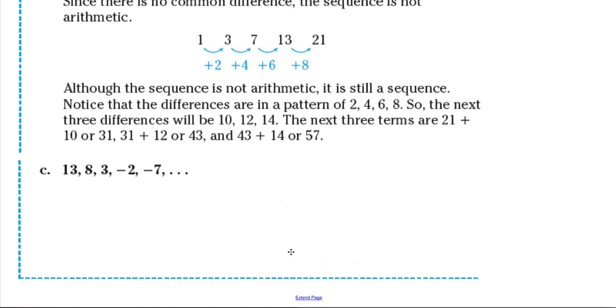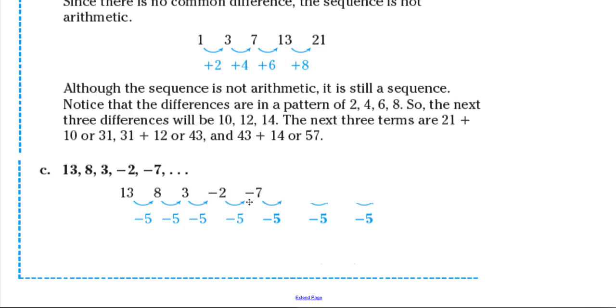Finally, letter C: 13, 8, 3, negative 2, and negative 7. We copy down the numbers and we look to see that it has a common difference, because 8 minus 13 is negative 5, 3 minus 8 is negative 5, negative 2 minus 3 is negative 5, negative 7 minus negative 2 is negative 5.